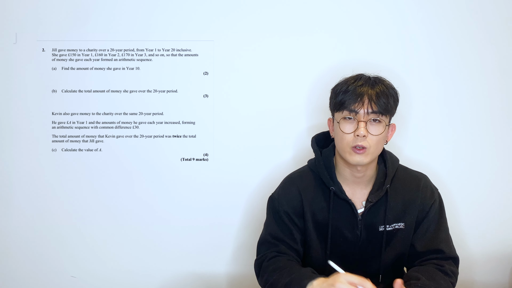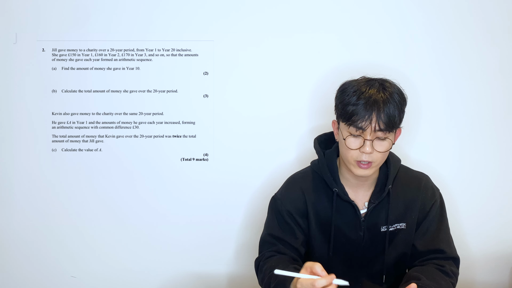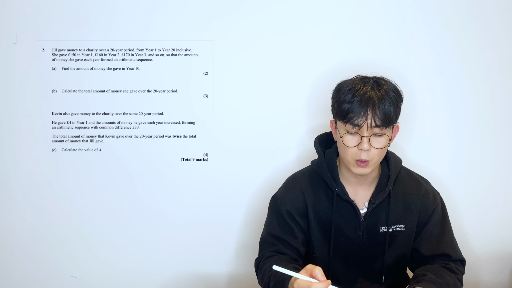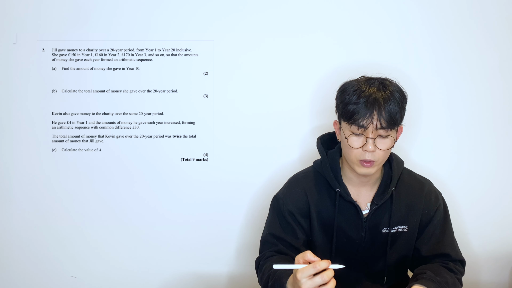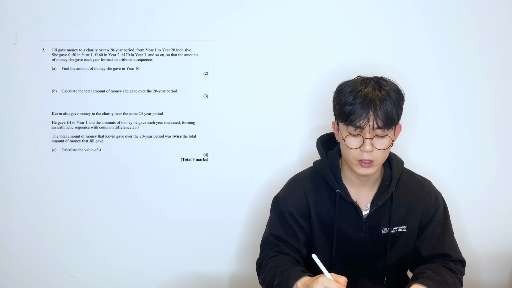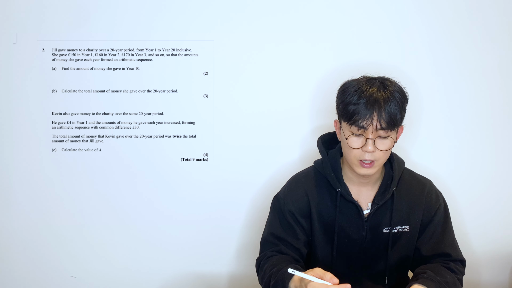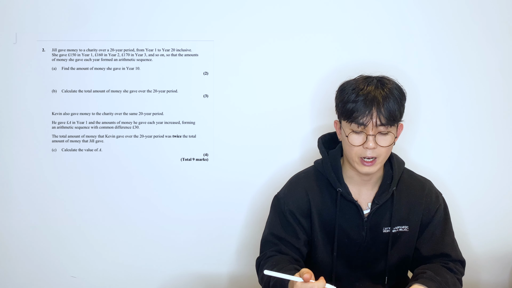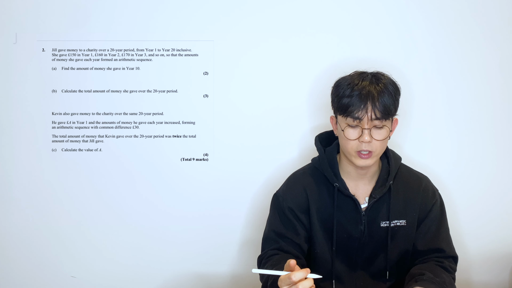Okay, so let's look at question number 2. Jill gave money to a charity over a 20-year period, from year 1 to year 20 inclusive. She gave £150 in year 1, £160 in year 2, £170 in year 3, and so on, so that the amounts of money she gave each year form an arithmetic sequence. Find the amount of money she gave in year 10.